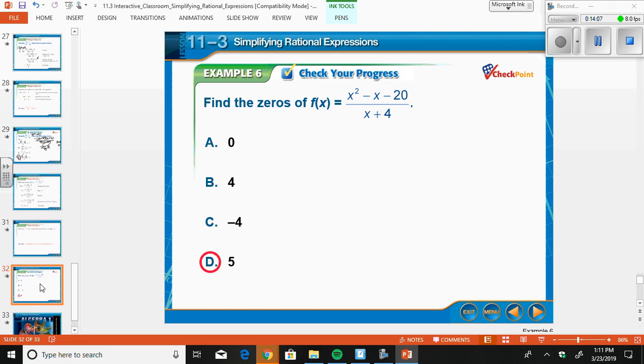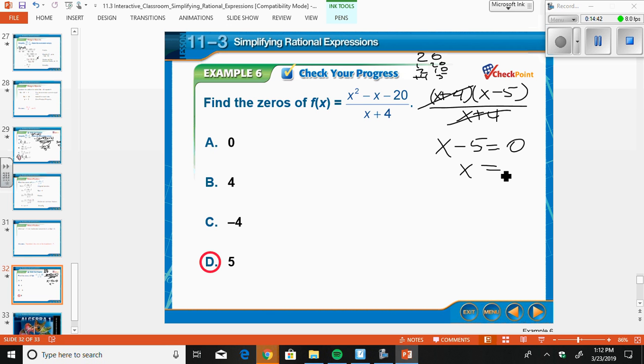So we factor. This factors of 20: 1 and 20, 2 and 10, 4 and 5. The only ones there that can make a negative x are right here. So we have x plus 4, x minus 5 over x plus 4. So we have x minus 5. We find the zeros of this. So just like in our example, we take that x minus 5 and set it equal to 0, and we get x equals 5.